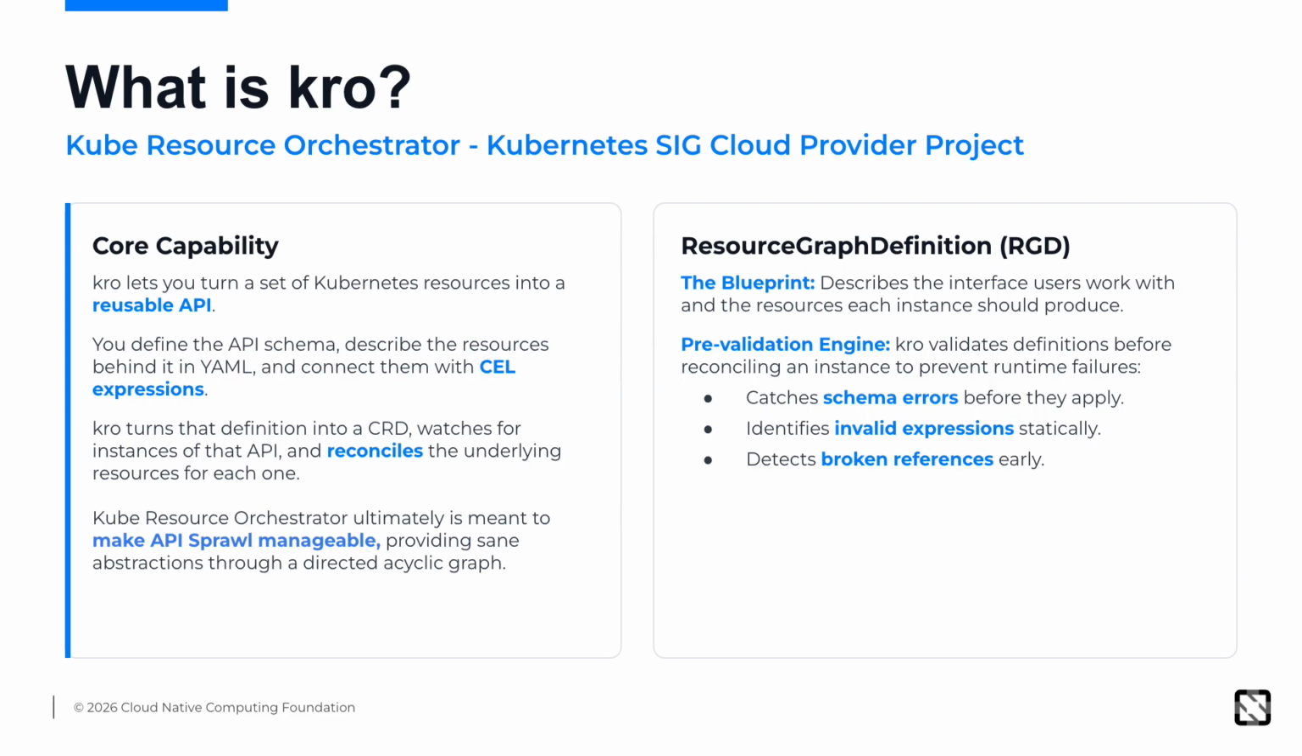Kro is basically a glue code layer that allows you to compose arbitrary APIs into one single unified API so that it is manageable again from a platform perspective. How do we do this? We have this concept of a ResourceGraphDefinition. It's very self-explanatory in my opinion. It defines a resource graph that combines these resources together. It's a sort of blueprint, an interface that you define, and this interface can then be reused, and it will be translated into a CRD that can then be used as an abstraction over other APIs.